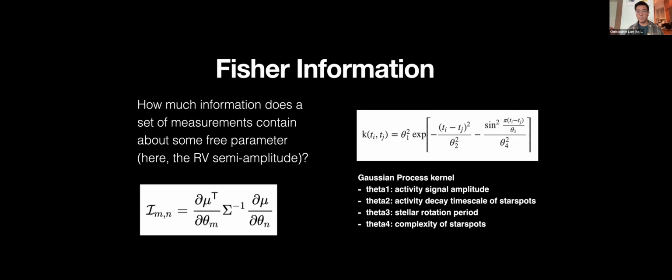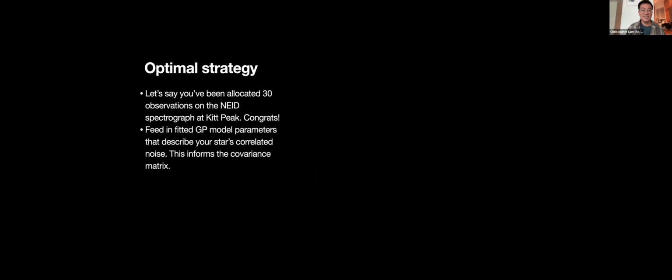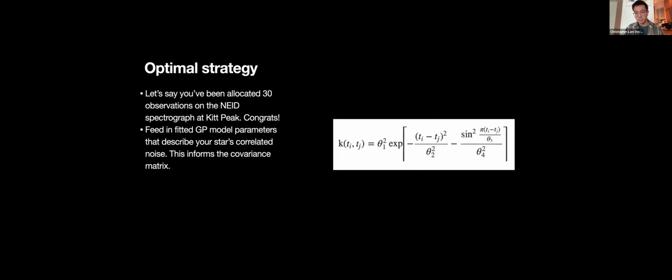Given these ingredients and a given time series of RV observations, you can produce a Fisher information for that set of observations. So let's say you've been given 30 observations on NUID. Fantastic. The first thing you've got to do is feed in fitted GP model parameters that describe the star's correlated noise. This will inform our covariance matrix, which we saw in the slide before.